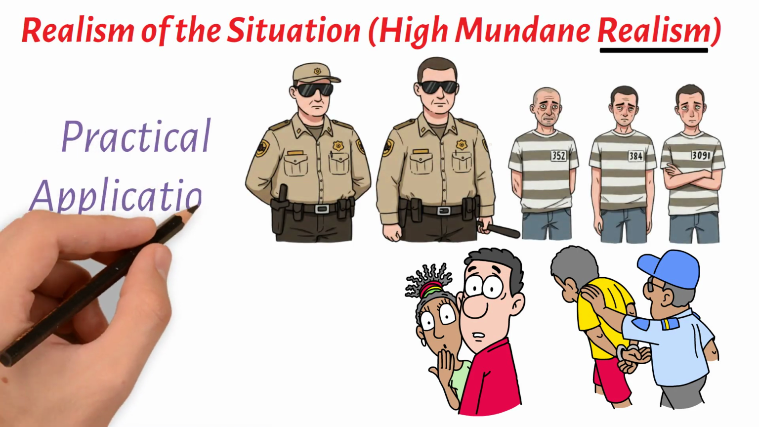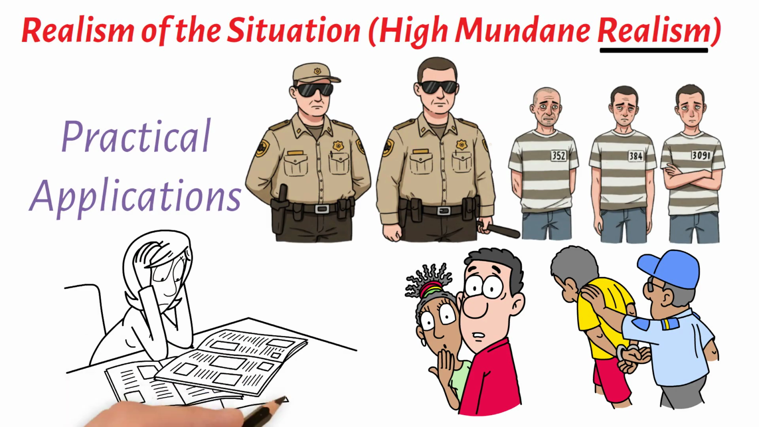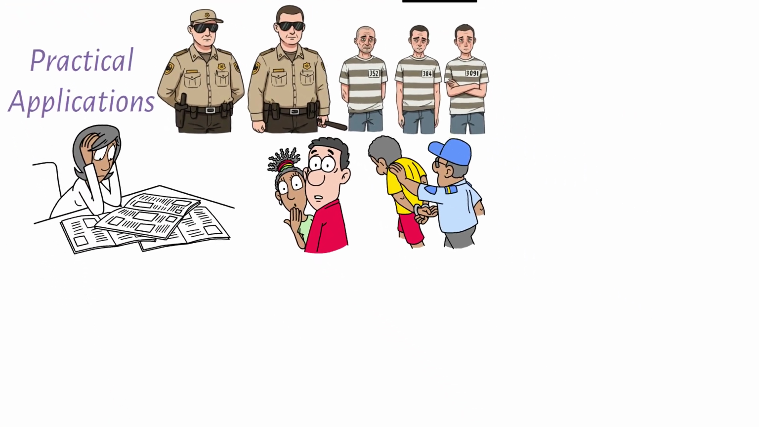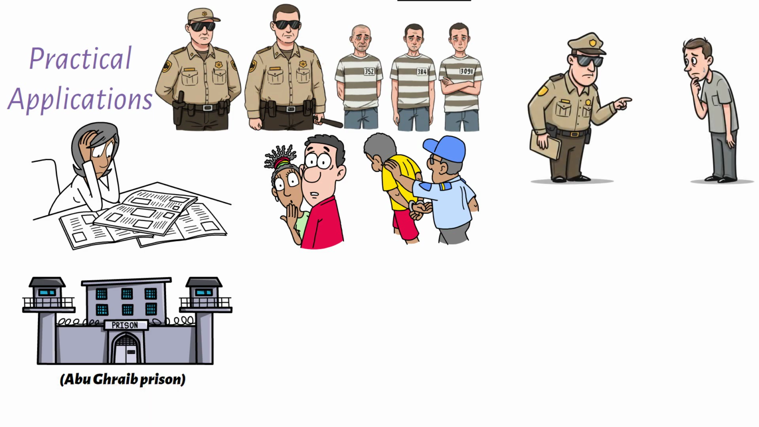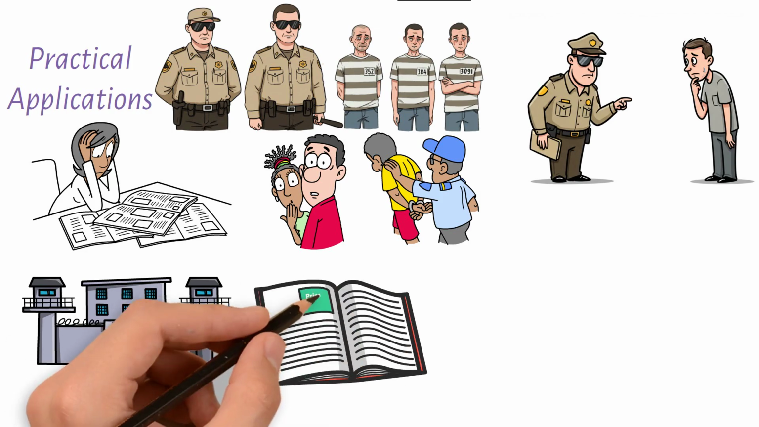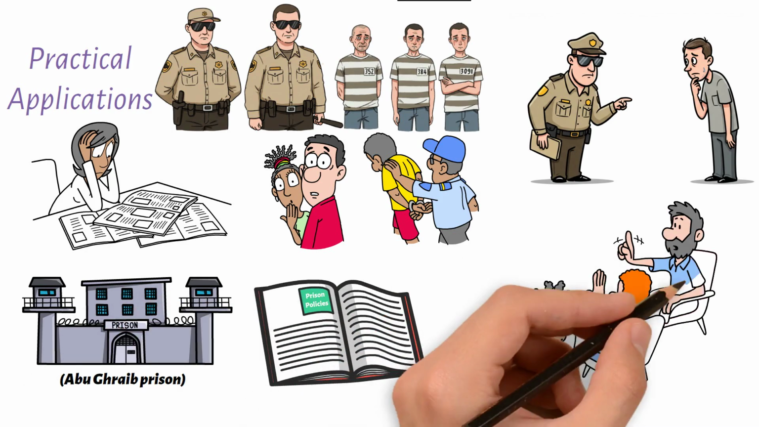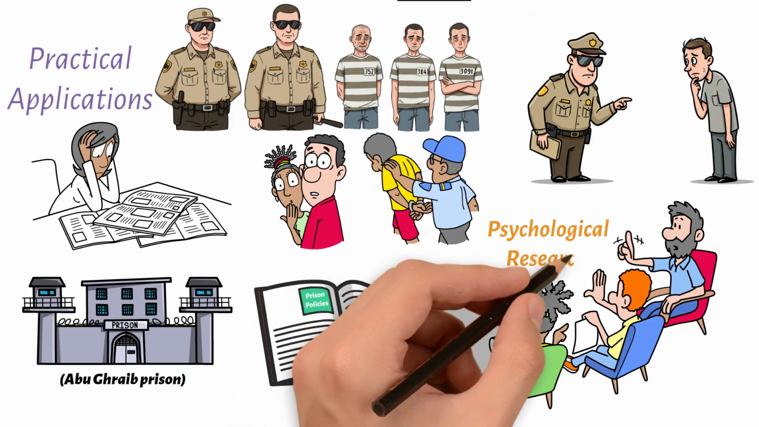Practical applications. The findings have been used to understand real-world abuses, such as those at Abu Ghraib prison, showing how institutional settings can lead to brutal behavior. The study has contributed to reforms in prison policies and raised awareness of ethical guidelines in psychological research.